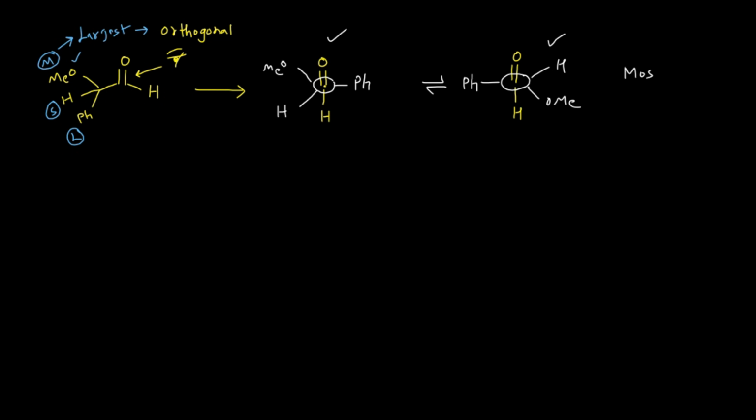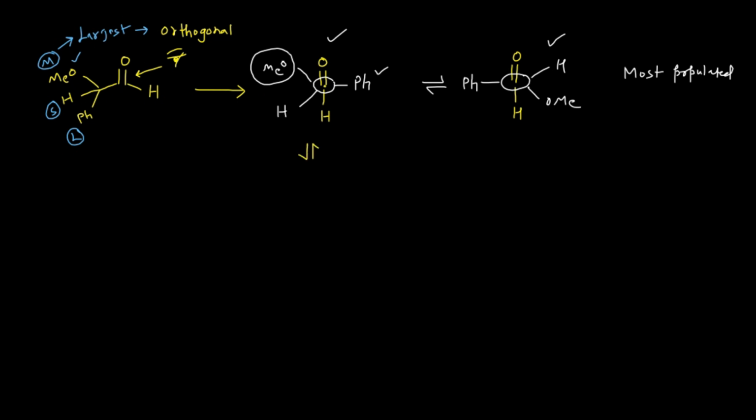The population of these two conformers would be very, very high because they are very, very stable. But if you consider the nucleophilic addition reaction, you need to change the conformation of this one. As I already told you, this OMe would be treated as the largest group and this will take the position of the OH. So how can we draw the conformation for this one?